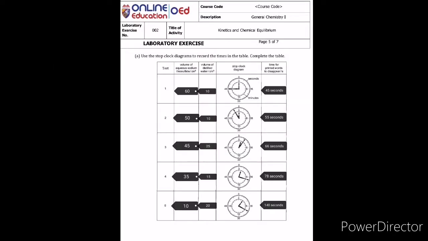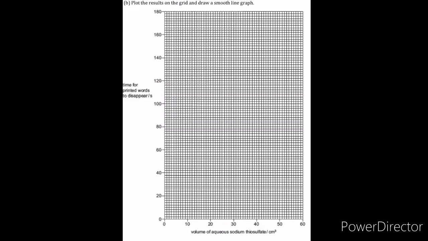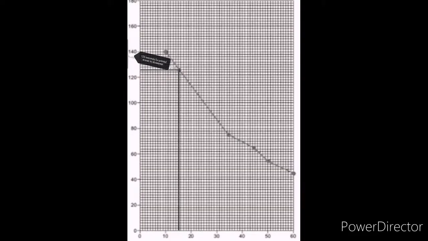These are the total times for the printed words to disappear. Letter B question is to plot the results on the grid and draw a smooth line graph. This is my solution for the graph, and it totaled 125 seconds for printed words to disappear.